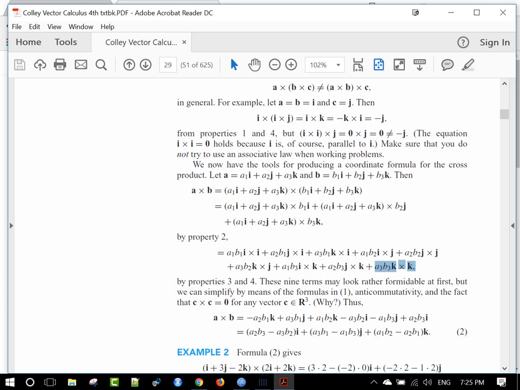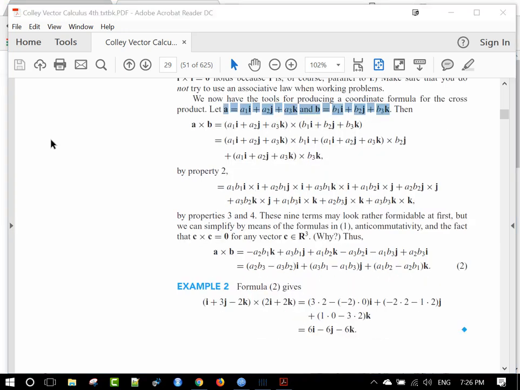And then all they do is collect the I's. So you have an I term here and an I term here, and you just collect them and you get this. Okay, and the same thing with the J term. So we get this. We said that we can kind of remember this. So this is our formula for A cross B when A and B are given like this.